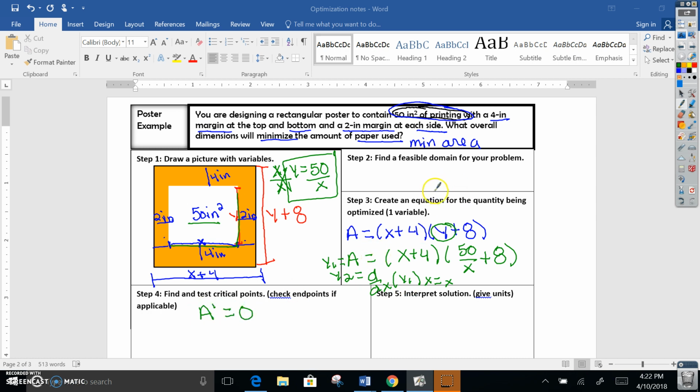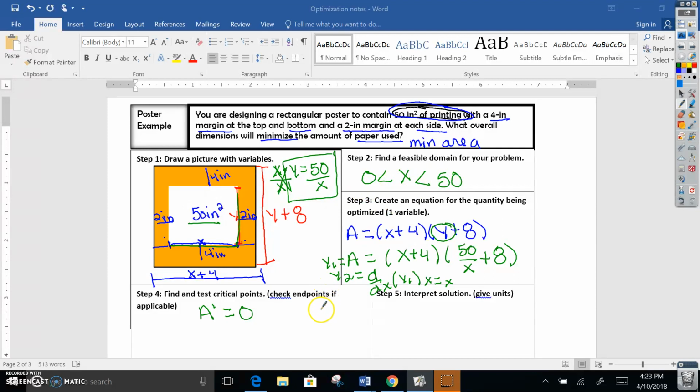Okay. Feasible domain. Well, let's talk about the feasible domain. What could it be? We're dealing with x, so the smallest possible value of x would be 0. You can make it nothing, and then y would have to be really, really long. It'd have to be 50. But in that case, there really wouldn't be much area. So we know that's not going to be the answer. So what's the biggest x could be? Well, we could continue to make x bigger, and as x gets bigger, y gets smaller. Eventually, y disappears, and x would be the entire length of the 50 inches. So our answer is going to be somewhere between 0 and 50.